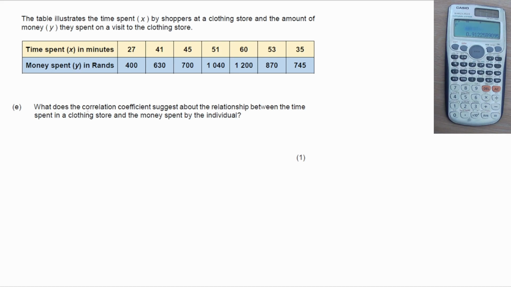Now what we need to do is use our correlation coefficient, which is our R, which we just solved. And what that suggests about the relationship between the time spent in the clothing store and the money spent by an individual. So essentially what they're asking for is, what is the relationship between time spent and money spent in this clothing store? So I'm going to write our R here again. Don't have to do this, I'm just doing it so we know what it is. It's also in the top right. But our R was 0,912, and this was positive. Okay. So what we need to be doing is saying, what is the relationship? So we know it's positive, so we know that there's a positive relationship with these two.